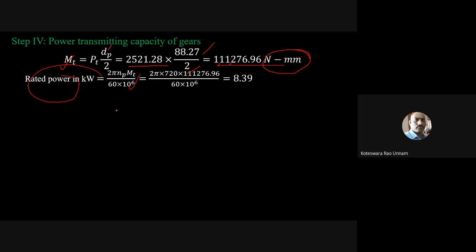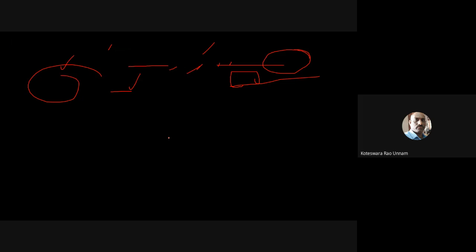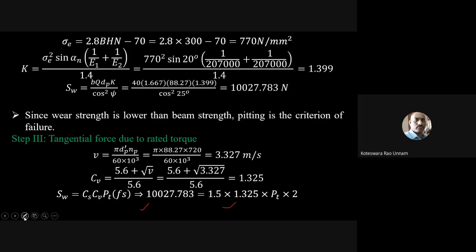So once I have MT, I can calculate the rated power. The formula for that is 2 pi N MT by 60 into 10 power 6. If I substitute the respective data, I'll get the rated power in kilowatts. So it is going to be 8.39 kilowatts. So like this, you need to solve the problem. Similar problems, you need to solve the same way.